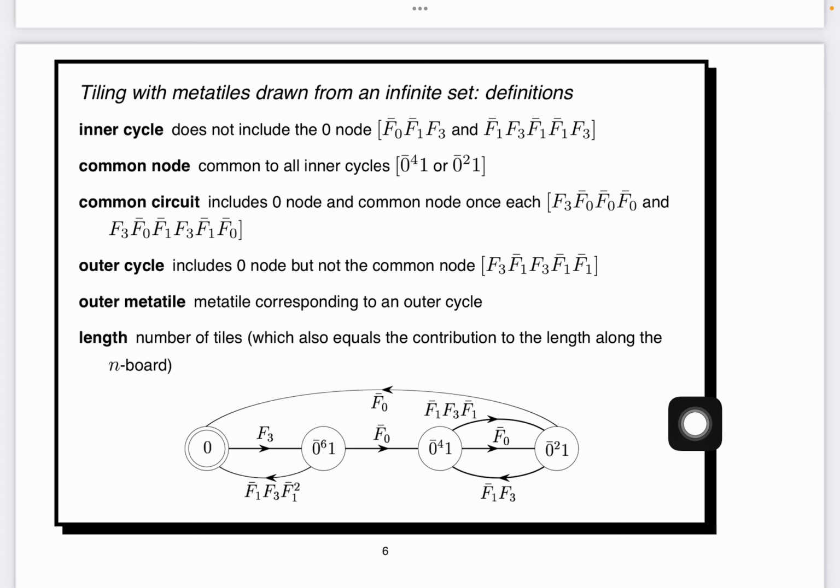A common circuit includes the 0 node and the common node once each. So an example would be along here and then back to here. An outer cycle is a cycle which doesn't include the common node. So an example would be this one here. And each of these paths which go from 0 back to 0 corresponds to a metatile. So this one here we call an outer metatile. And the length, which is important, we want to know how long these metatiles are, is simply the number of tiles, because each tile is composed of 2 pieces of length half.